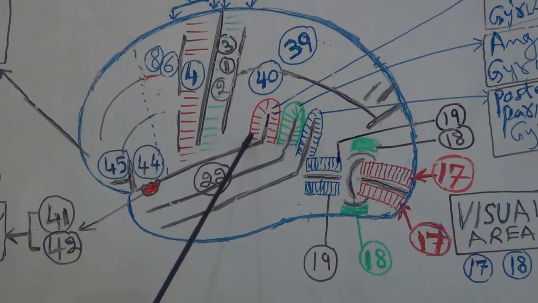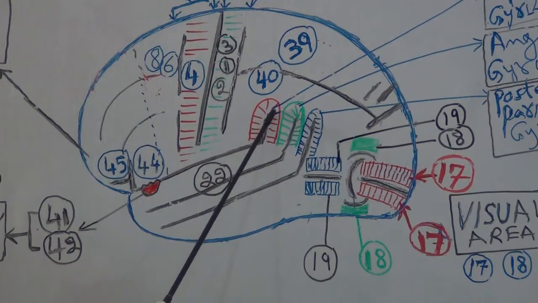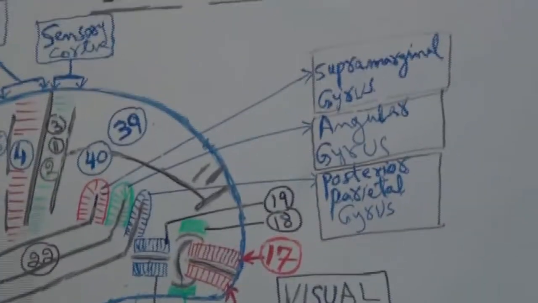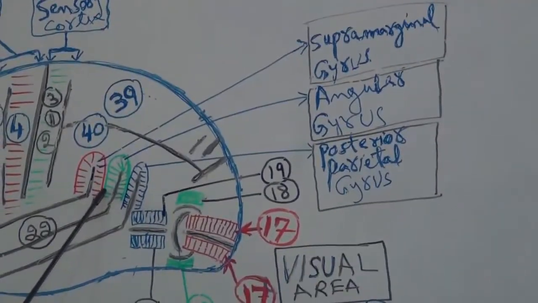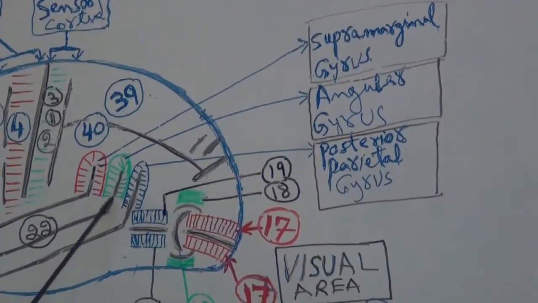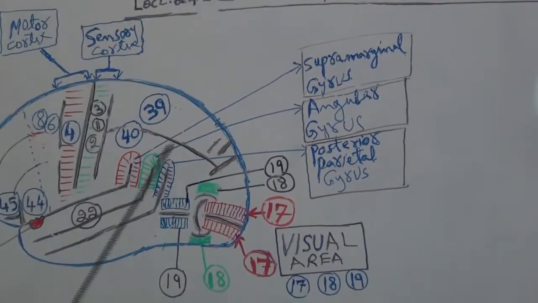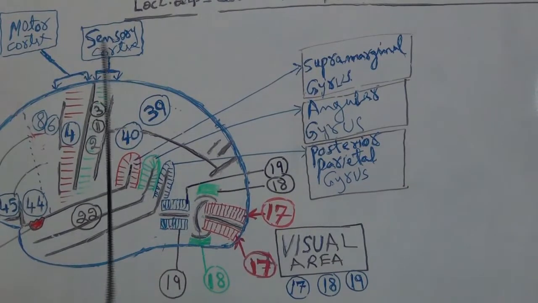Now the gyrus which surrounds the upturned end of the posterior end of the lateral sulcus is known as the supramarginal gyrus. The gyrus which surrounds the upturned end of the superior temporal sulcus in the lower part of the inferior parietal lobule is known as the angular gyrus, and the gyrus which surrounds the upturned end of the inferior temporal sulcus is known as the posterior parietal gyrus.